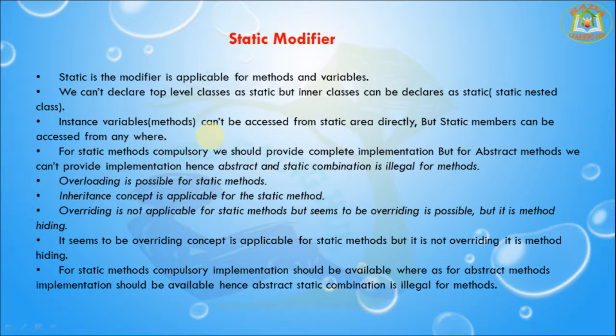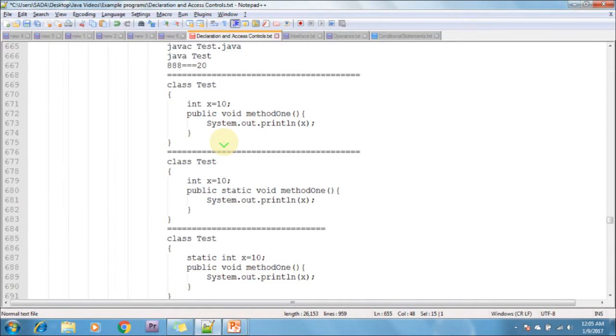Now I can show you one example here. For example, this is the Test class. I am declaring an instance variable x is equal to 10. I am printing that variable in the instance method. Now it compiles successfully.